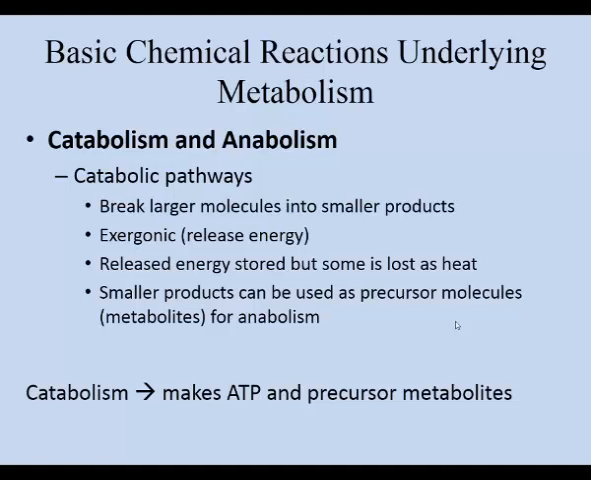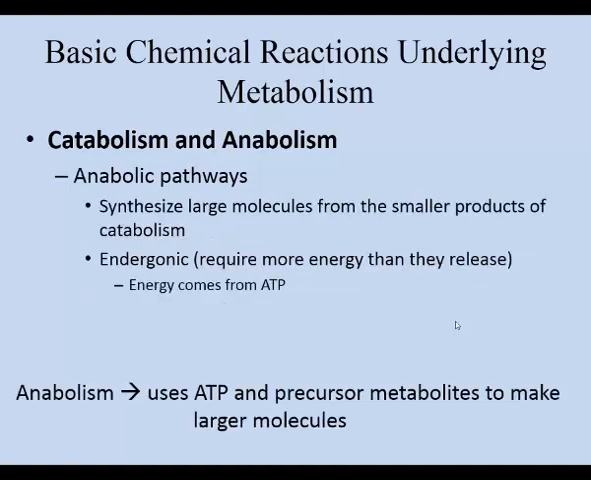This released energy will get stored into some other molecule, maybe into ATP, but always in any reaction that takes place, some of it will be lost as heat. And so the smaller products will be used as precursor metabolites later for anabolism. In anabolism, we will then take these small molecules and synthesize them into larger molecules, and this will require energy. It will be an endergonic reaction because energy that has been released before will be used here, brought into this set of reactions to put together bonds. So you store energy into the bonds. And of course, some of that will be lost as heat as well.